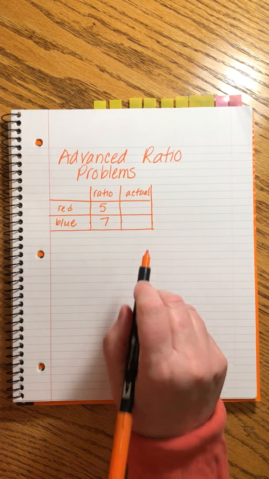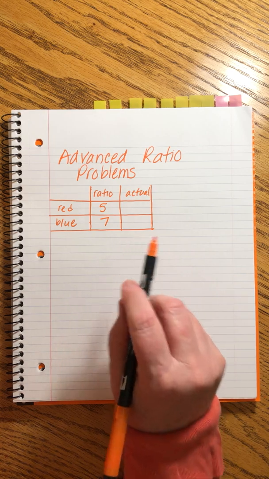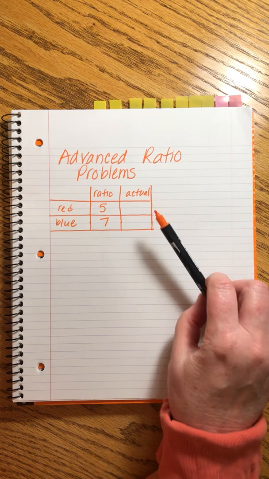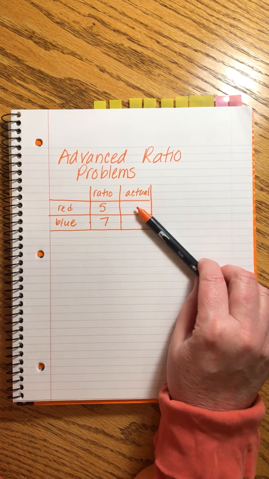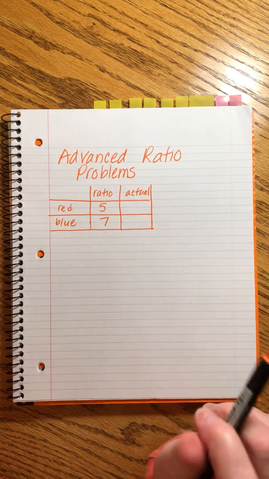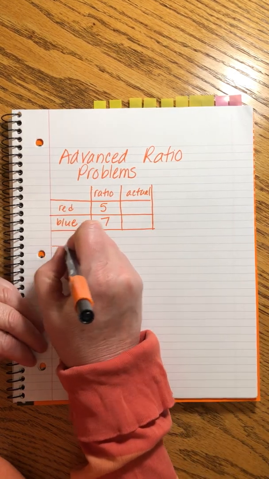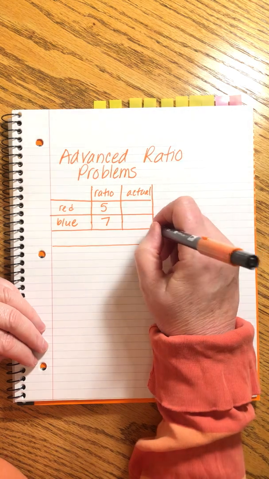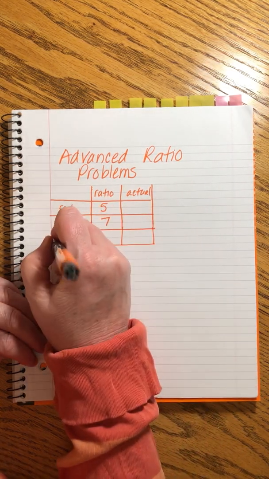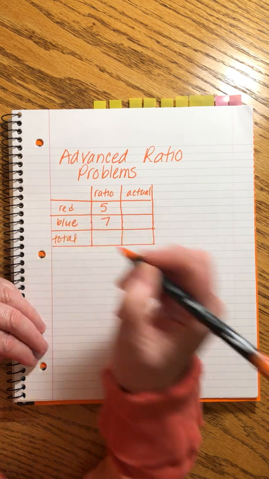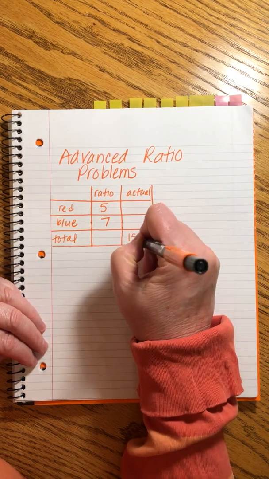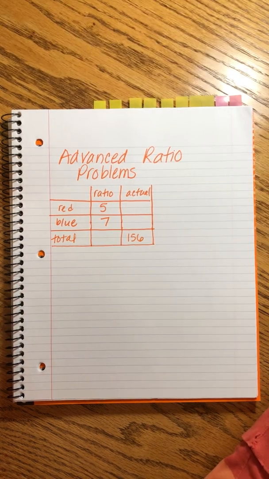And it says there are 156 marbles in the bag. Well, that implies the total, right? But where do we write? We only have room to write the red and the blue. We don't have any place where we're writing the total number of marbles in the bag. So we now are going to add a total line. I'm going to write total. And we know there are 156. That's the actual number of marbles in the bag of our situation.